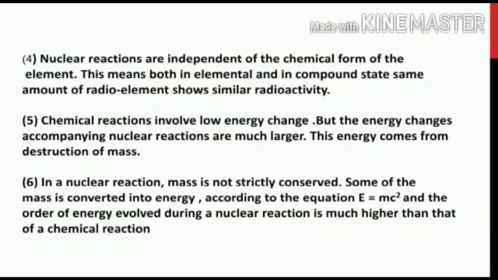Chemical reactions involve low energy change, but the energy changes accompanying nuclear reactions are much larger. This energy comes from destruction of mass. In a nuclear reaction, mass is not strictly conserved. Some of the mass is converted into energy according to the equation E equals mc squared. And the order of energy evolved during a nuclear reaction is much higher than that of a chemical reaction.